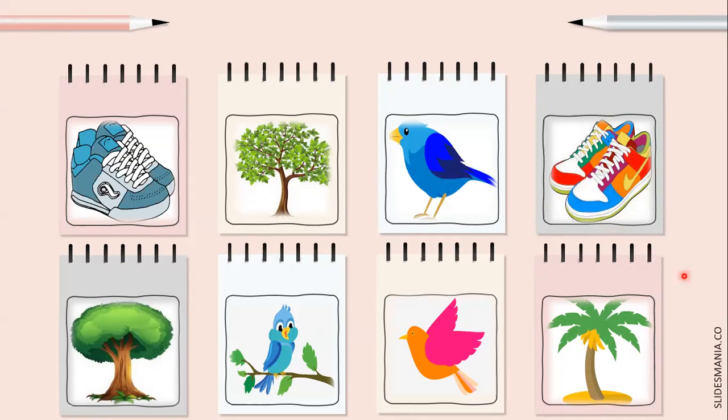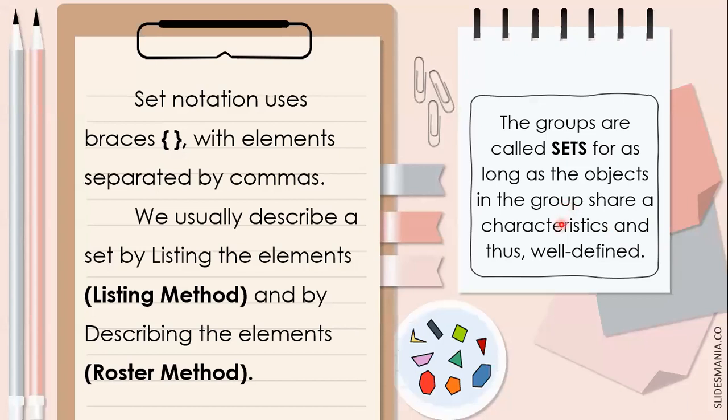Very good. And now, let's have this one. We are talking about sets. In a set, the set notation uses braces. Are you familiar with this symbol? Very good. Those are what we call braces, with elements separated by commas. Isn't this the comma? Inside the braces, we have elements that are separated by commas.